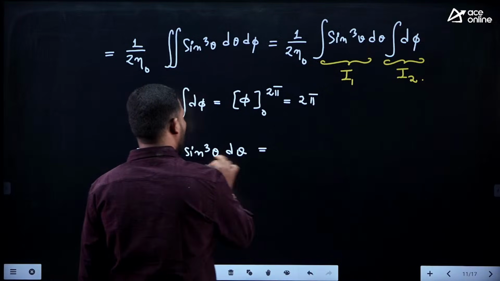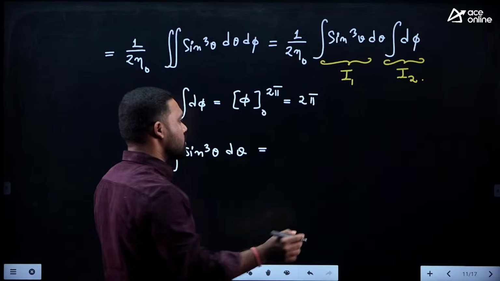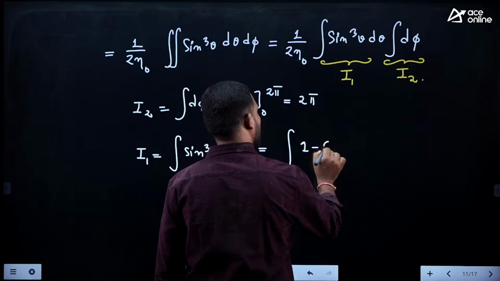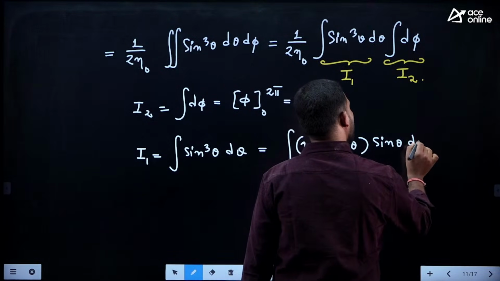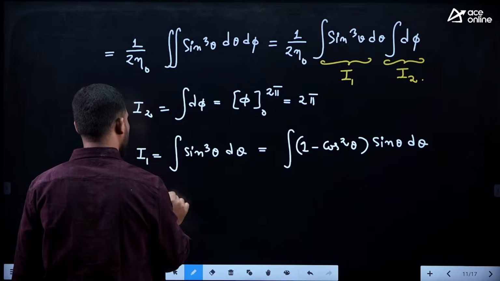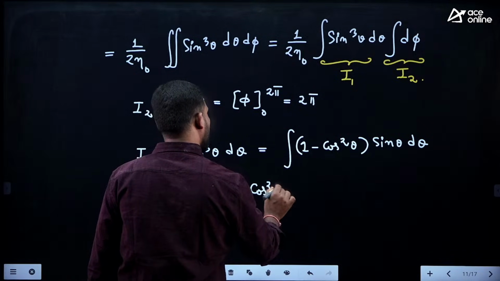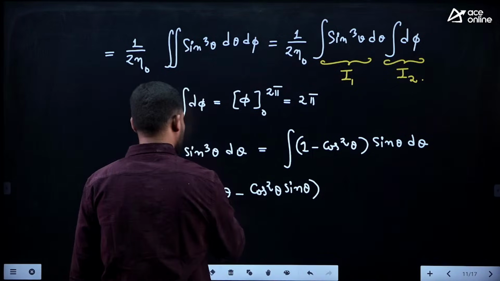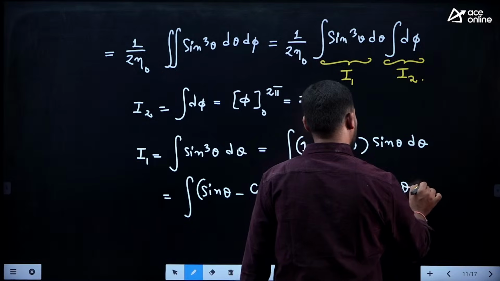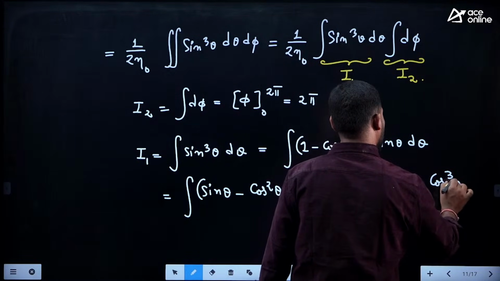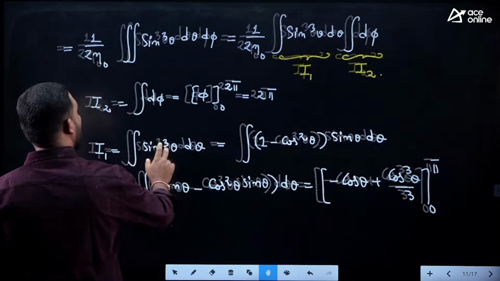How? I will write this sin cube theta as sin square theta into sin theta. Sin square theta can be written as 1 minus cos square theta. So it is 1 minus cos square theta into sin theta into d theta. So this one is sin theta minus cos square theta into sin theta into d theta. So this is minus cos theta plus cos cube theta by 3, where theta is ranging from 0 to pi. Substitute upper limit minus lower limit.